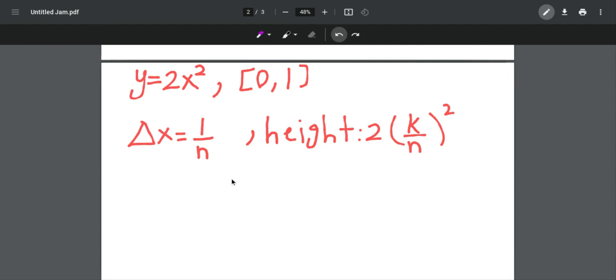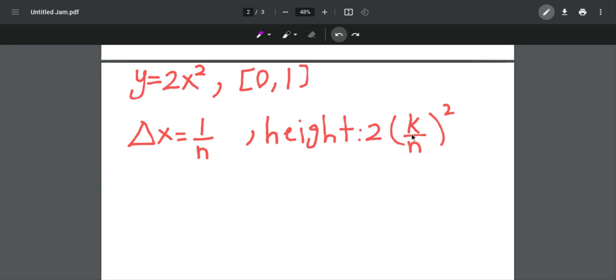For finding the area of a rectangle, we obviously need the height and the width of the rectangle. The width is calculated by (b minus a) over n, where a and b are the endpoints of the interval. In this case, 0 is a and 1 is b, so 1 minus 0 over n. 1 over n is our delta x, which is our width. And our height is just 2 because we have a coefficient of 2.